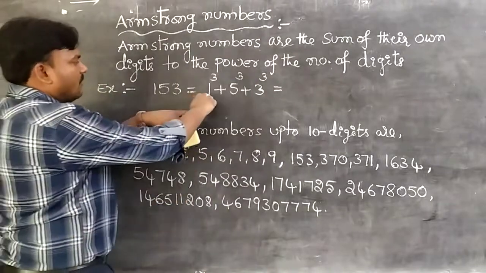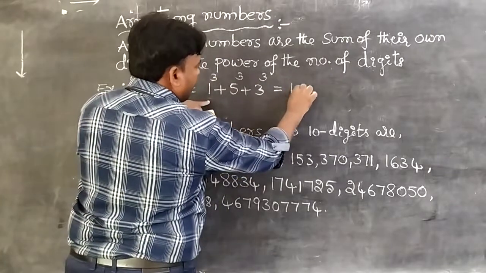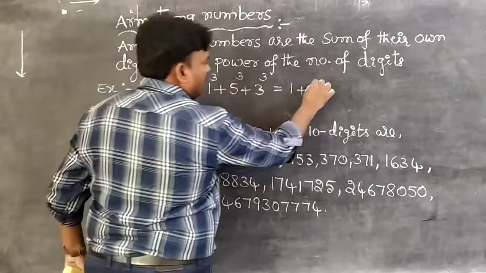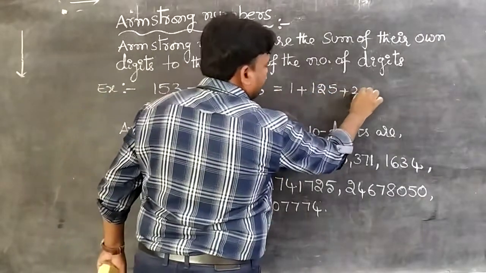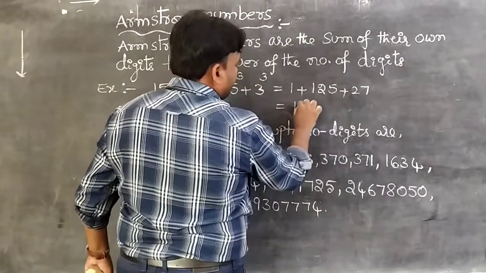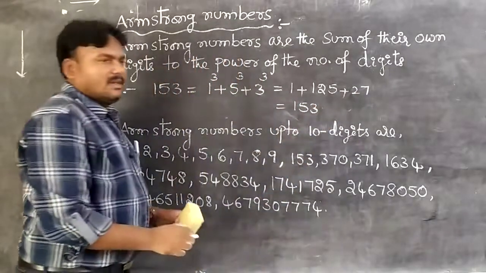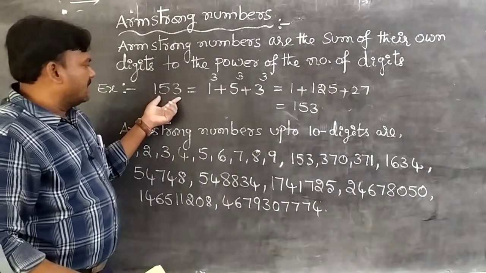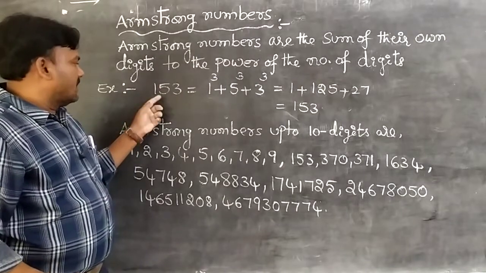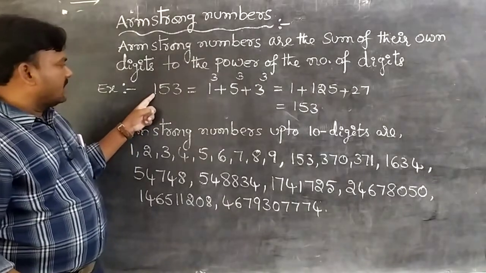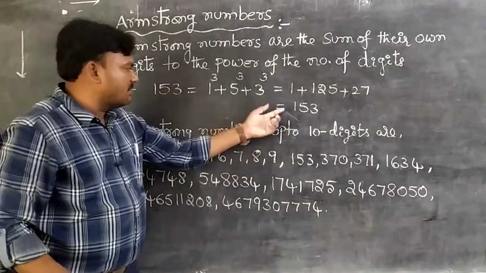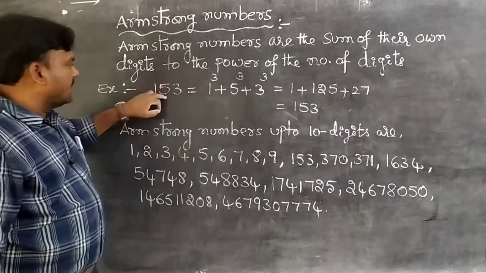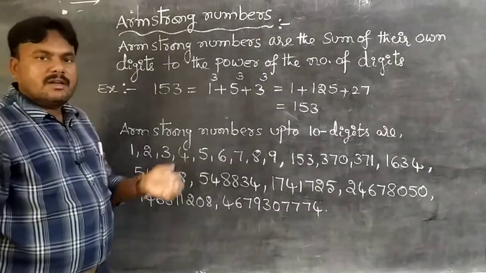Observe, 1 cube value is 1, plus 5 cube value 125, plus 3 cube value 27. The sum of these values becomes 153. What number did we take? How many digits? Observe, 3 digits are there. That's why 1 cube plus 5 cube plus 3 cube, their summation must be equal to this value. Then the number is called an Armstrong number.